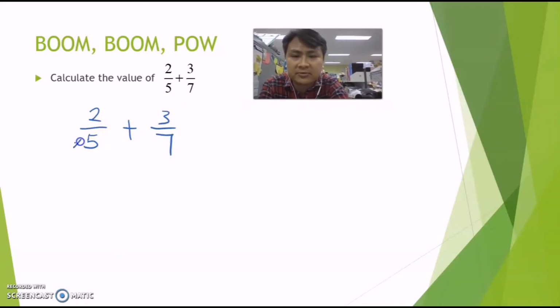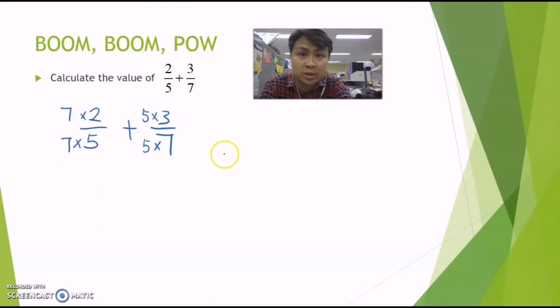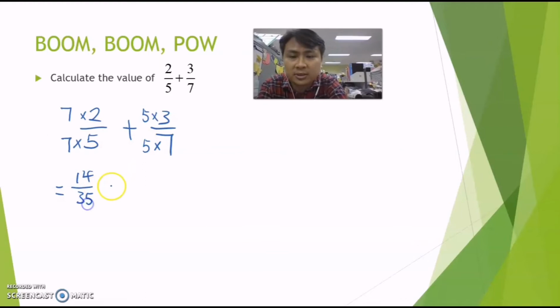So I need to multiply by 7 to make it 35. Now when I multiply by 7 to the denominator, I should also multiply by 7 to the numerator. The same thing, when I multiply by 5 to the denominator for the second term, I should also multiply by 5 to the numerator. Otherwise, I'll be changing the question. The fraction will be totally different. So I need to multiply both the numerator and denominator when I'm making the denominators the same. When I do this, I'll get 14 over 35 plus 15 over 35. Then for my final answer, I just add the two numerators. I'll get 29 over 35.